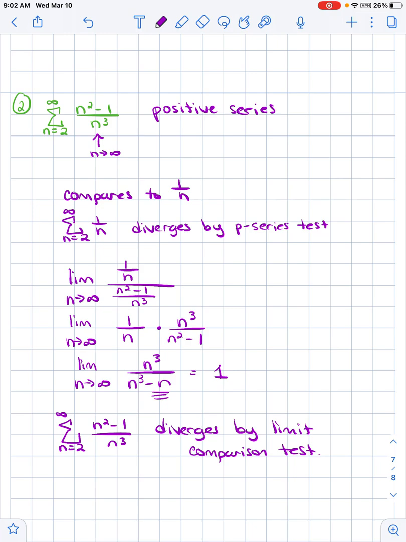Okay, that's it for our positive series. We've only got one unit left, and that's varying sign series.